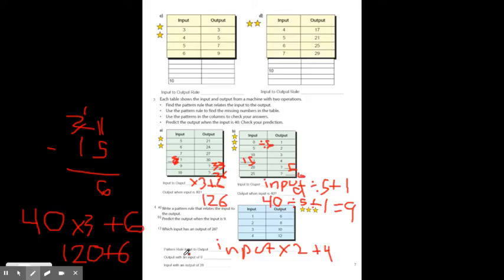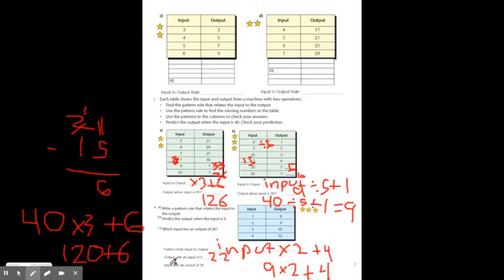And then it says, what is the output with an input of 9? So then we would just put a 9 where the input is, times 2, plus 4. So that gives me 9 times 2 is 18. Then add 4, 19, 20, 21, 22. So that's going to be 22.